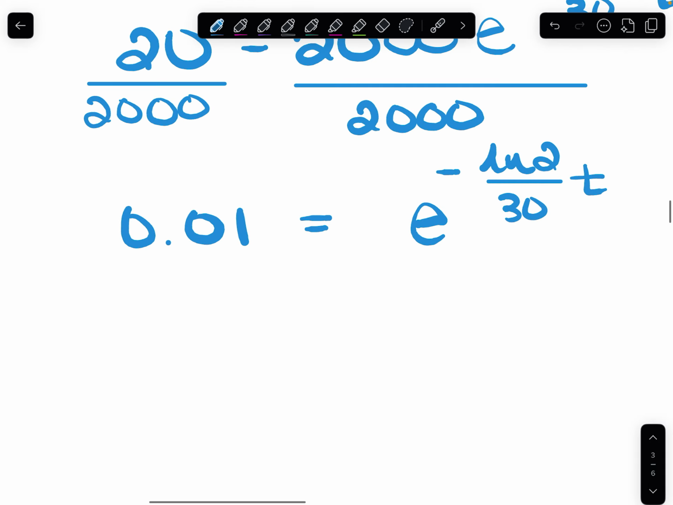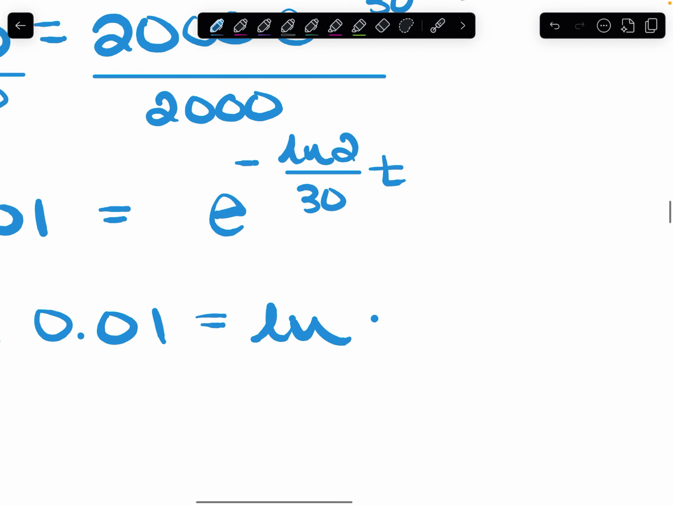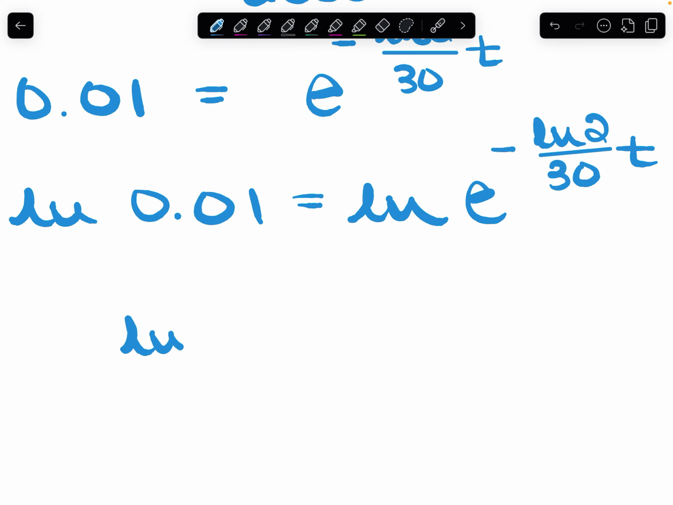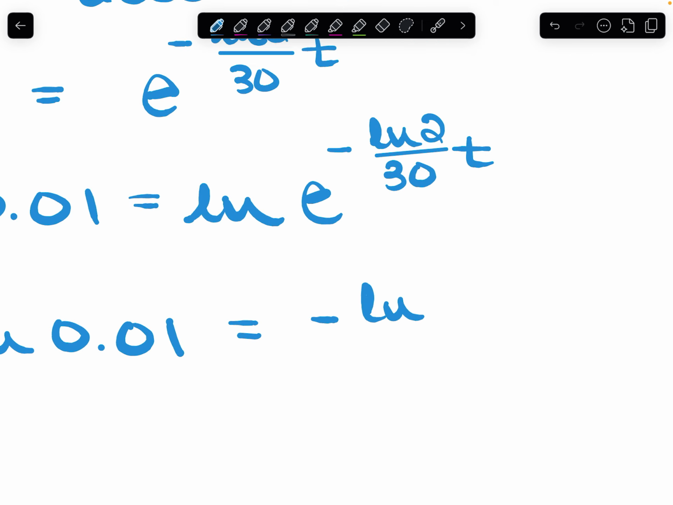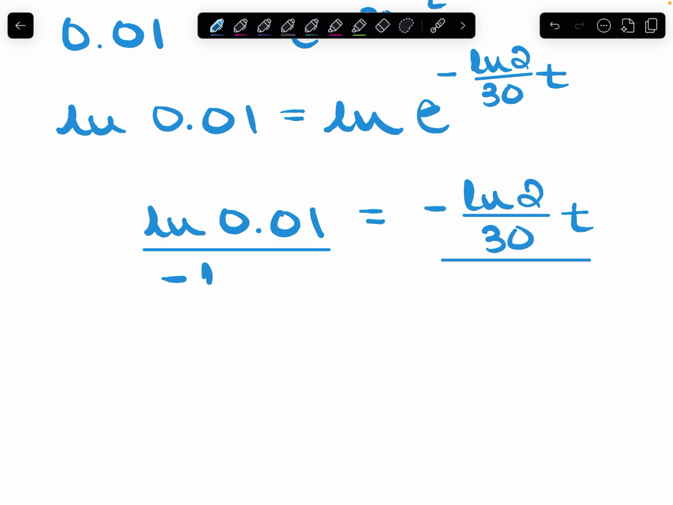Once the exponential term is by itself, take the natural log of both sides. That gives us the natural log of 0.01 on the left. Remember, the natural log of e to a power gives the exponent, so negative ln 2 divided by 30 times T. At this point, either divide or multiply by the reciprocal, completely up to you. Just be careful if you choose division, because you have to type it in correctly.